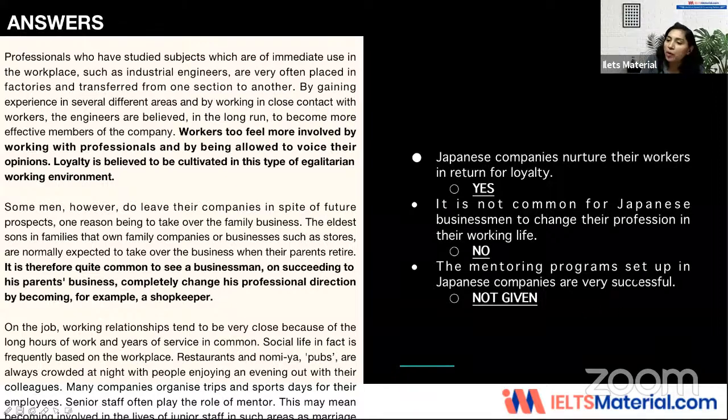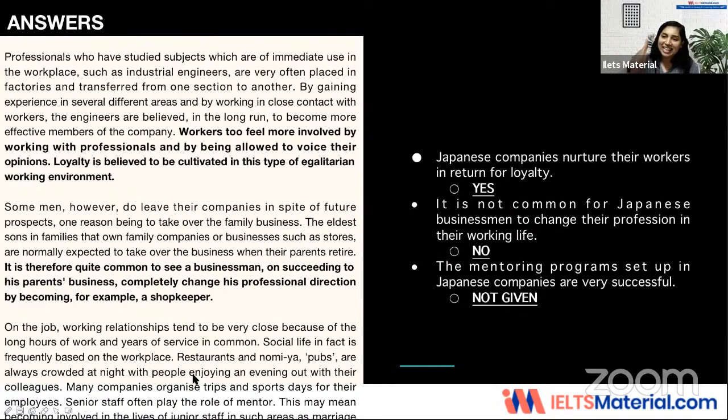And the mentoring programs set up in Japanese companies are very successful. They are talking about the mentors and the role of mentors, but there is no description about mentoring programs, and there is no description that the programs have been successfully set up. So this is called incomplete information, and that is why we will be stating it as not given.